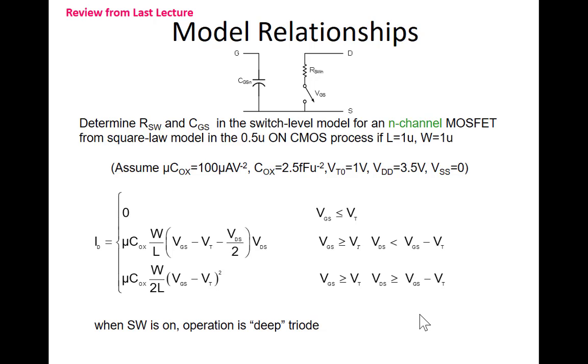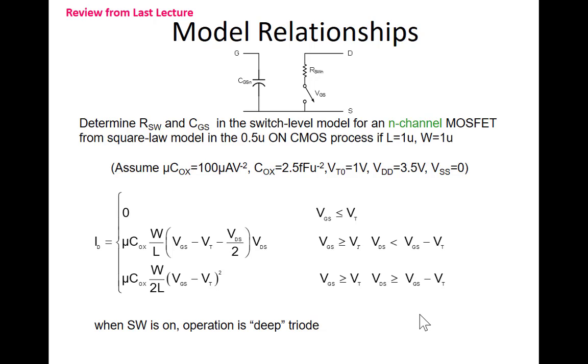When the transistor is on, we're using the switch. Which region is it operating in? We have different names for different regions, but it's triode region. It's deep triode region when it's on. It's where it acts like a resistor.